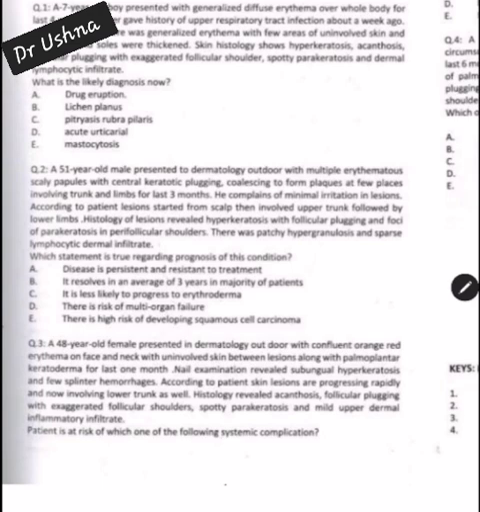A 7-year-old boy presented with a generalized diffuse erythema over the whole body for the last 4 weeks. Mother gave history of upper respiratory tract infection. There is going to be some trigger. Patient is presenting with erythroderma. On examination, there are generalized areas with areas of uninvolved skin. So he has presented with islands of sparing, and the palms and soles show hyperkeratosis.